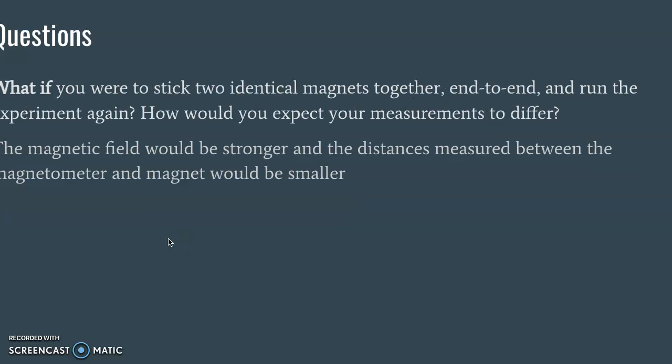In addition, what if you were to stick 2 identical magnets together end to end and run the experiment again? How would we expect our measurements to differ? The magnetic field would probably be stronger, and the distances measured between the magnetometer and the magnet would be larger.